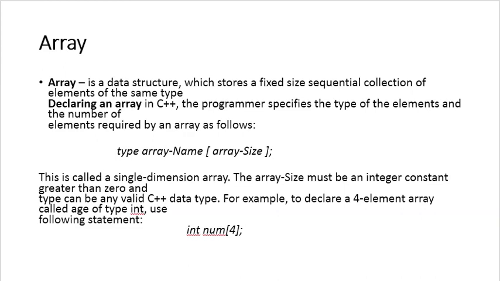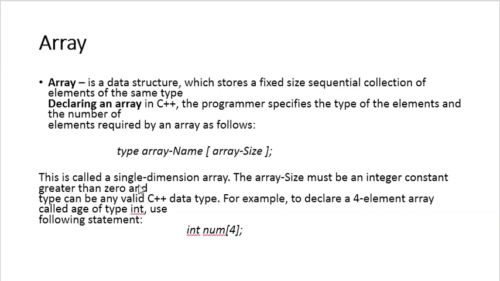How will you declare an array? Declaring an array in C++: the programmer specifies the type of the elements and the number of elements required by an array as follows. For declaring an array, you have to write the data type, which type of array you want to declare, then the name of the array, which depends on you, which name you want to give to it, and then the size in the square braces, how many elements you need in the array.